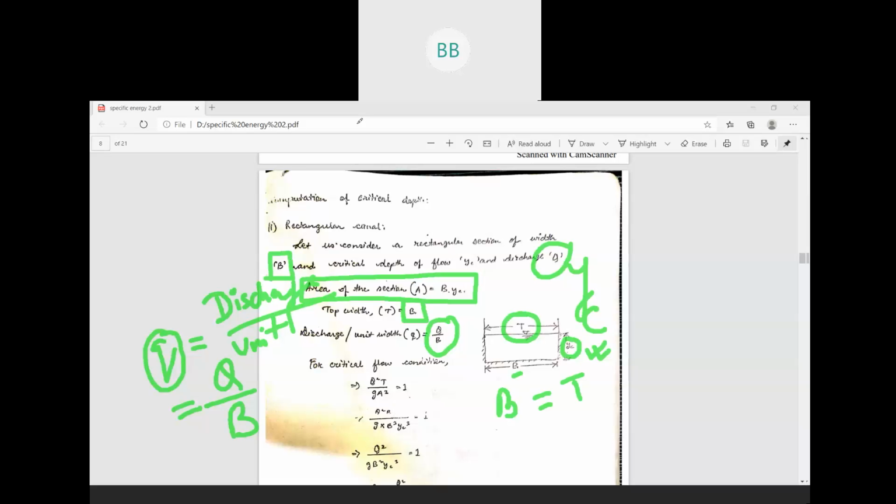So now I think we have already derived this equation for the critical flow condition, that is Q square T divided by g A cube, which we have already derived, is equal to 1. So we are going to consider this equation.